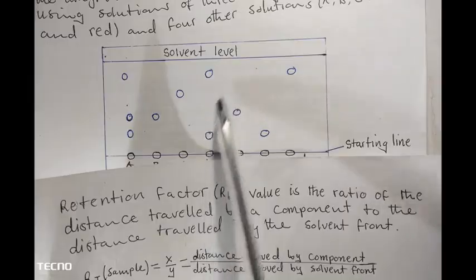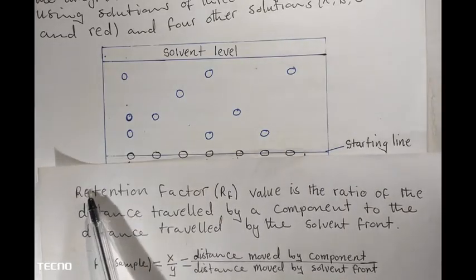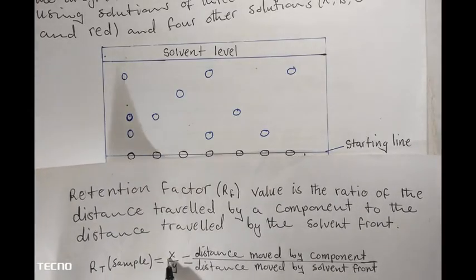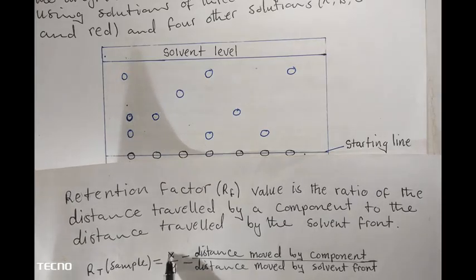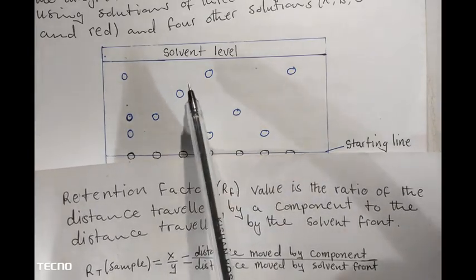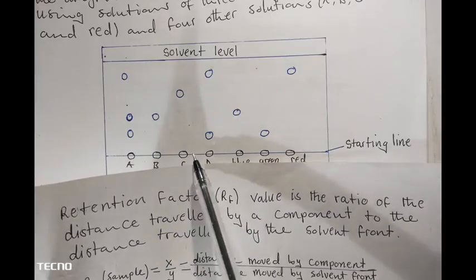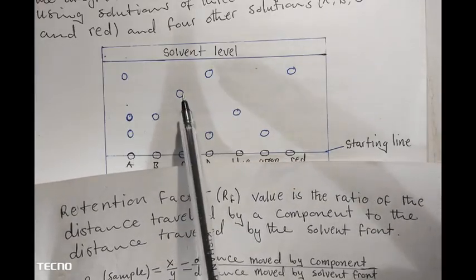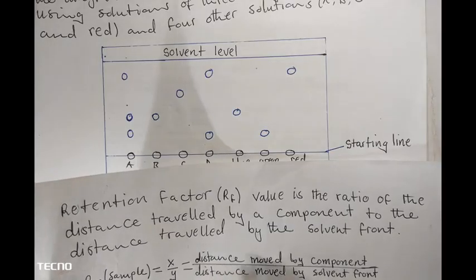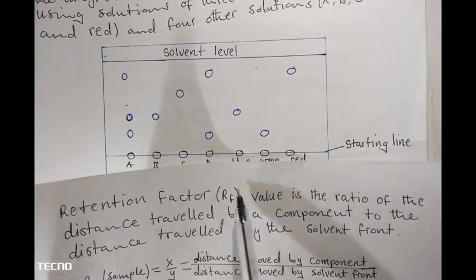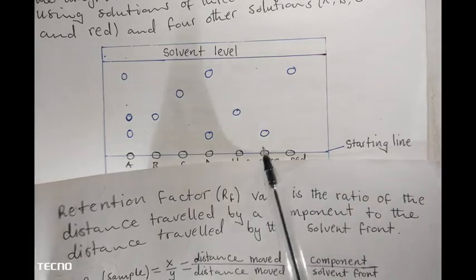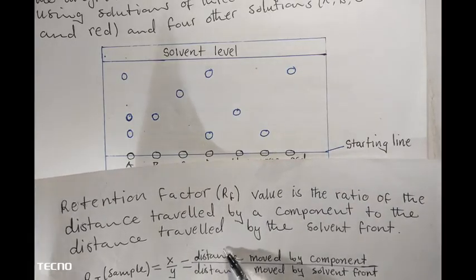So for these samples or components, we can just pick one according to the way the question has been asked. Here x represents the distance moved by a sample or component. If we pick, let's say, component C, we say it's 3, which is here on top. Then the solvent front from here up to there is maybe, let's say, 6. So now we say 3 divided by 6.